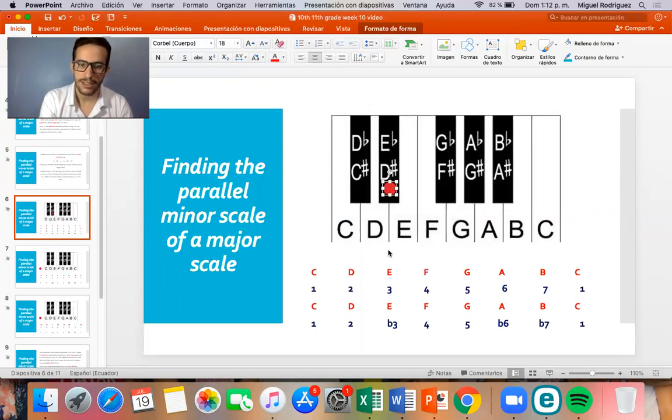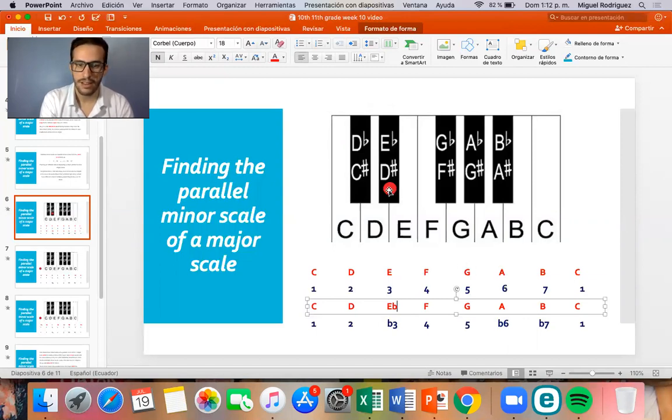Okay, E flat. So that's why here we put E flat. Okay, let's move on. Then we have the 4. The 4 is the same in both scales, so no change. The 5th, same thing, so we don't change. On the 6th, here we have a flat 6 on the minor scale. So let's go to the 6th right here.